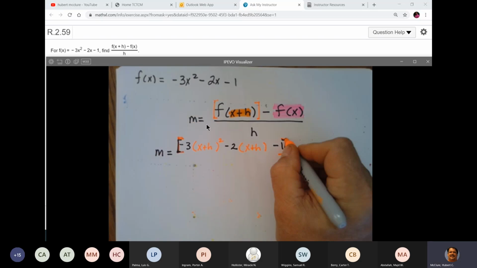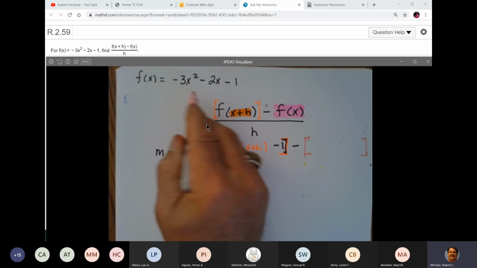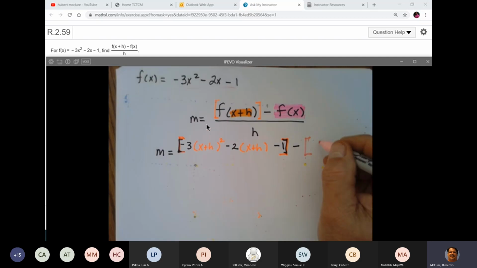Now that's the part right there that people screw up on. And then I'm going to subtract pink brackets. That's more like mauve. And what goes in f of x? Well, f of x is this function: negative 3x squared minus 2x minus 1. And all that is over h.